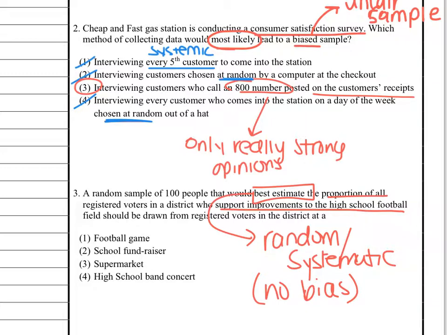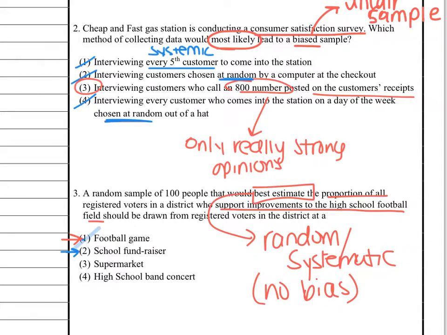So if I were to interview people from a football game, you'd be like, oh yeah, everybody's going to support it. But remember, we want the best estimate. We don't want everybody saying yes to support the high school football field. We want there to be some no's in there, even though we might want the football field to be updated or whatever the vote is for. But there's bias in sampling at a football game because, yes, of course they want their field updated. So that one goes. Next, we have a school fundraiser.